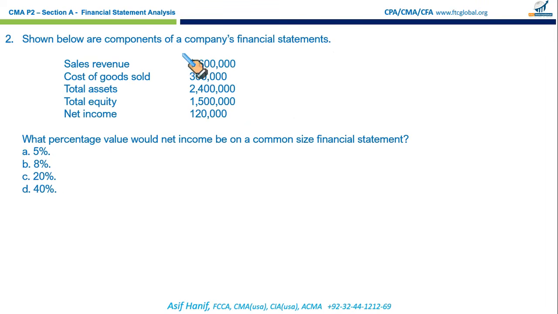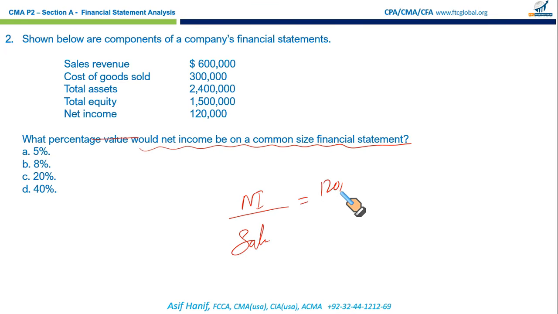Shown below are components of a company's financial statements. What are we required to do? What percentage value would net income be on the common size financial statement? Means net income is what percentage of sales. So take net income, express it as a percentage of sales. That's a simple, straightforward answer. Net income is $120,000, and this $120,000 is what percentage of your sales figure? 120 upon $600,000 times 100 is a straightforward 20%.